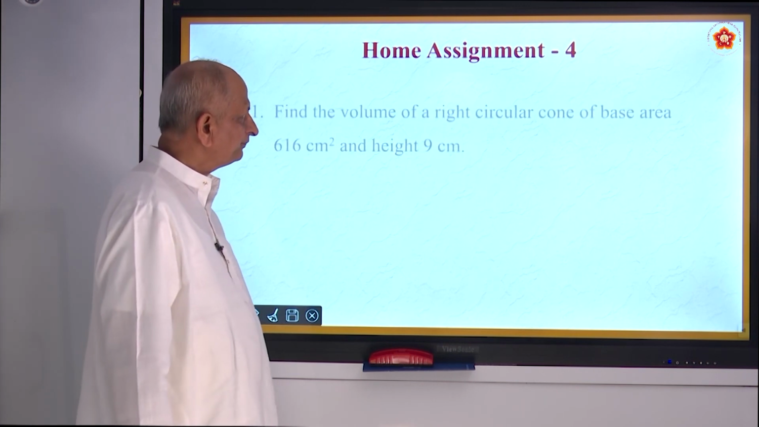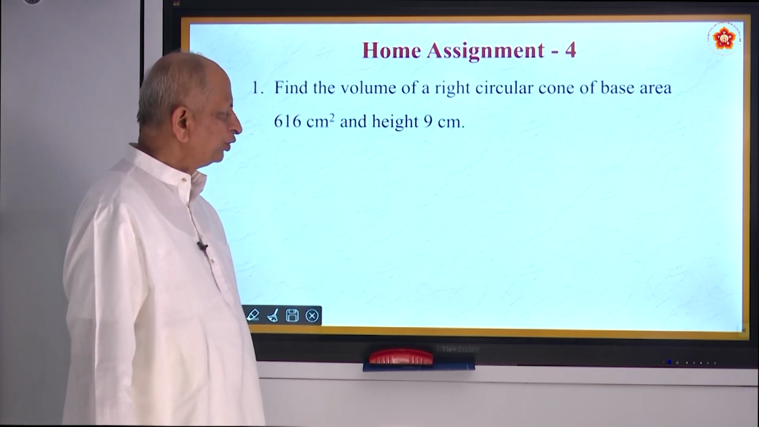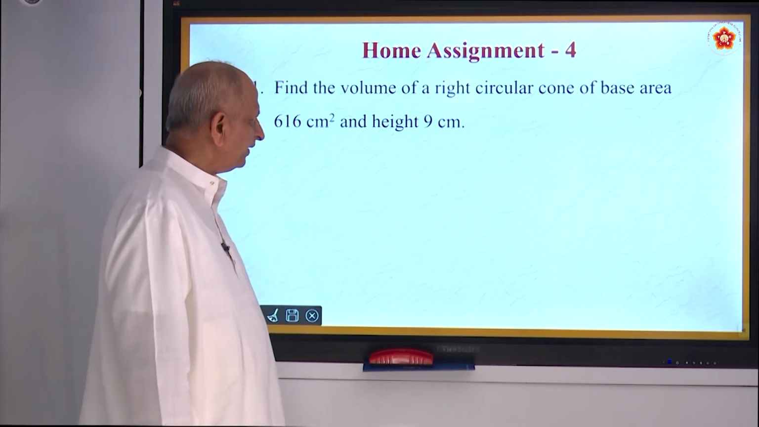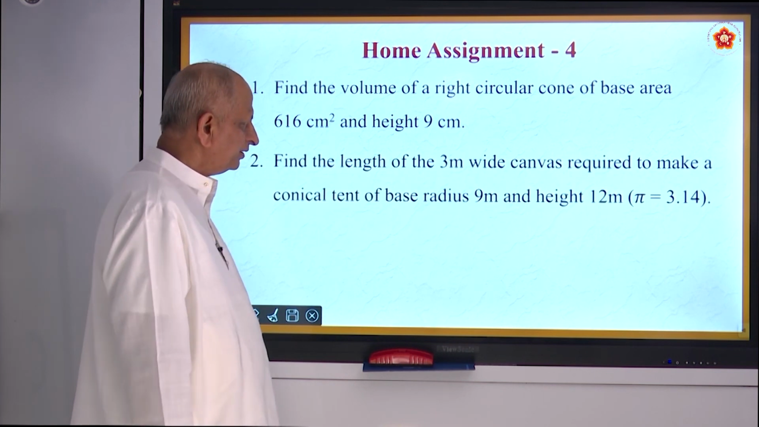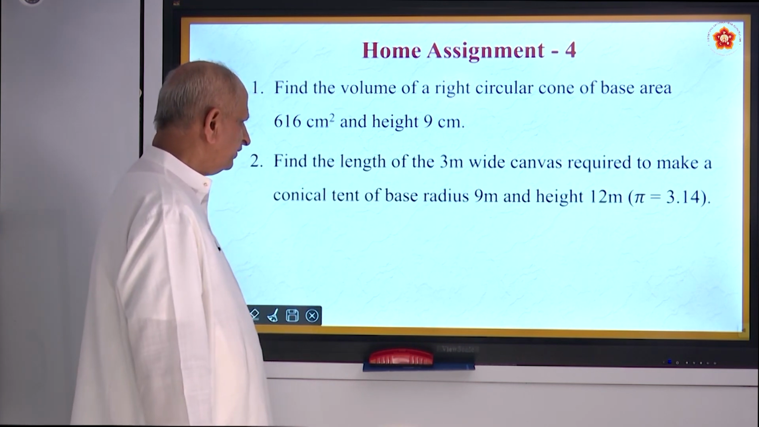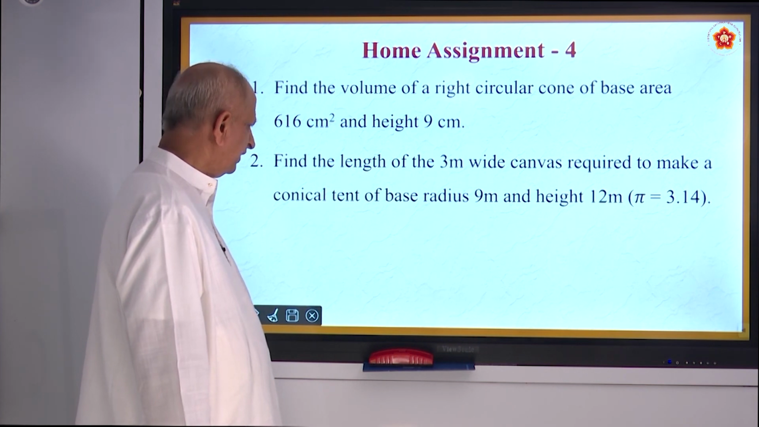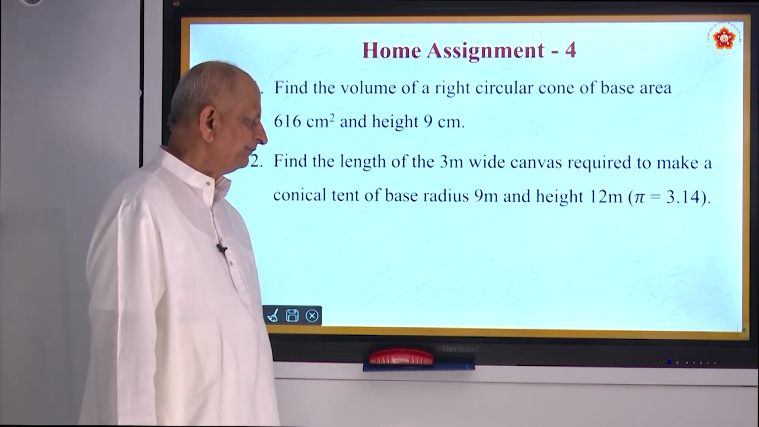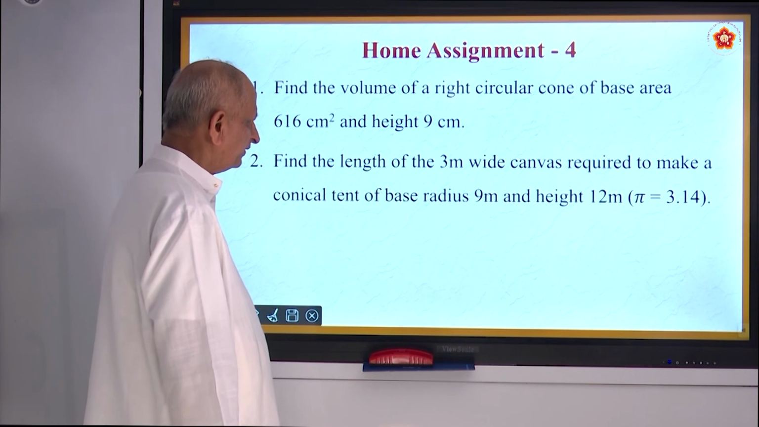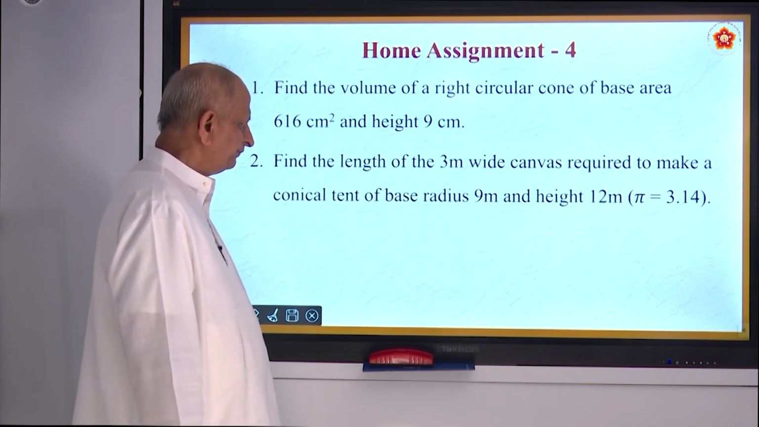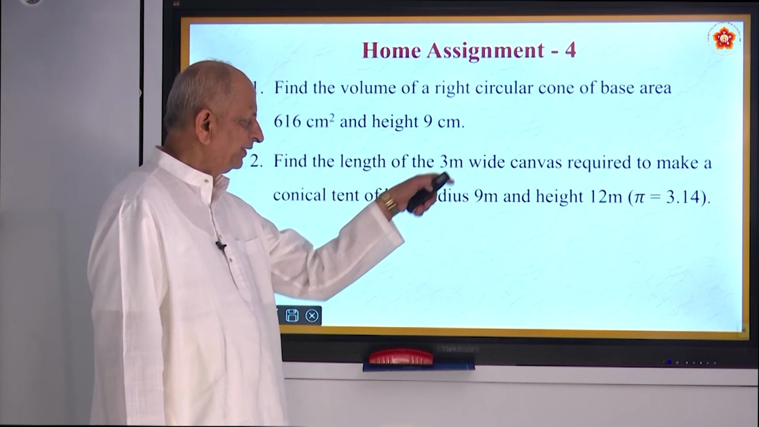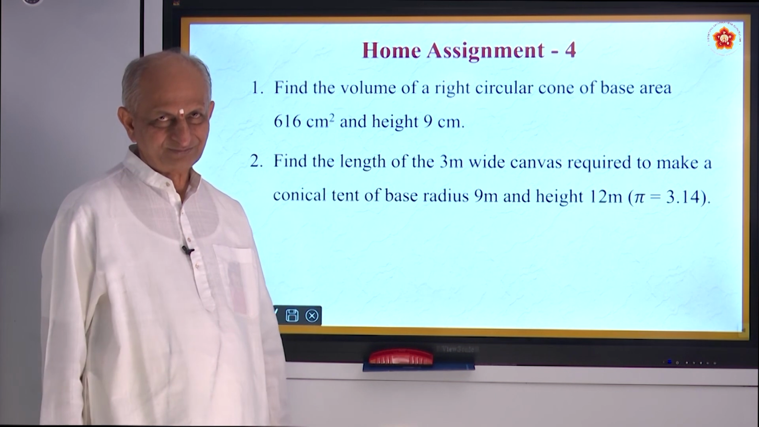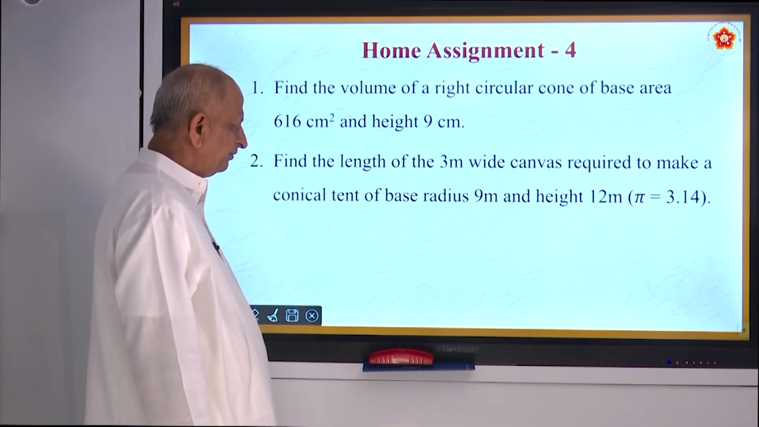Home assignment. Find the volume of a right circular cone of base area 616 square centimeters and height 9 centimeters. Find the length of the 3 meter wide canvas required to make a conical tent of base radius 9 meters and height 12 meters. Okay, so there is a canvas of 3 meter width. What is the length of the canvas required? You must tell. It is something like the curved surface area only.